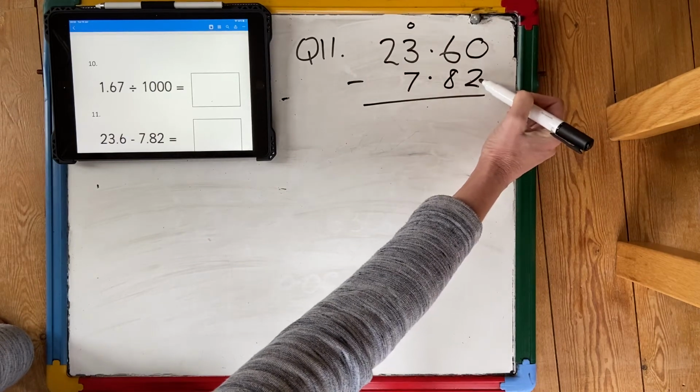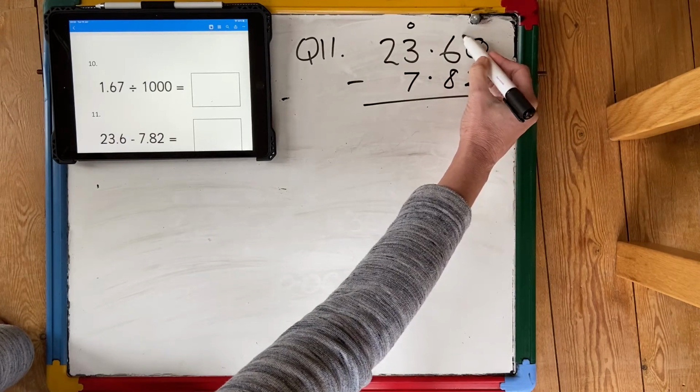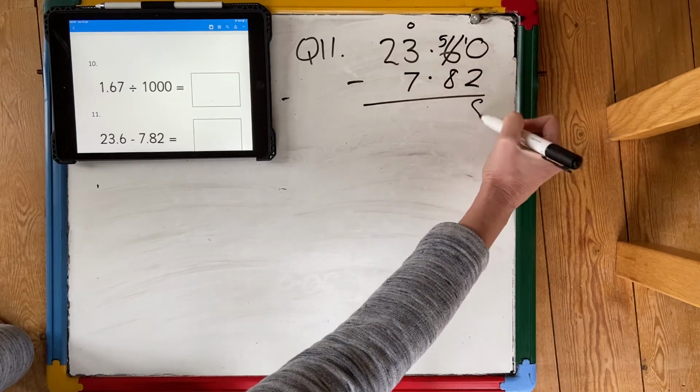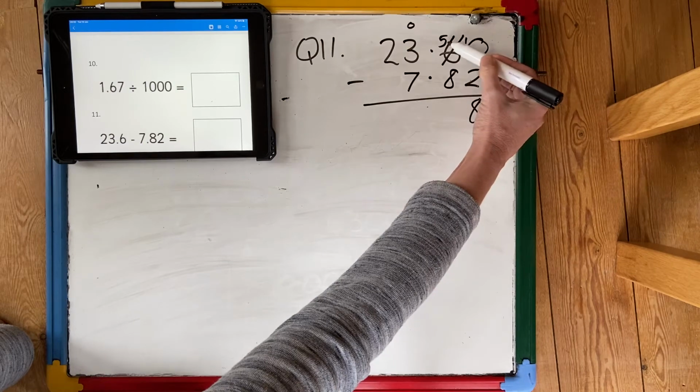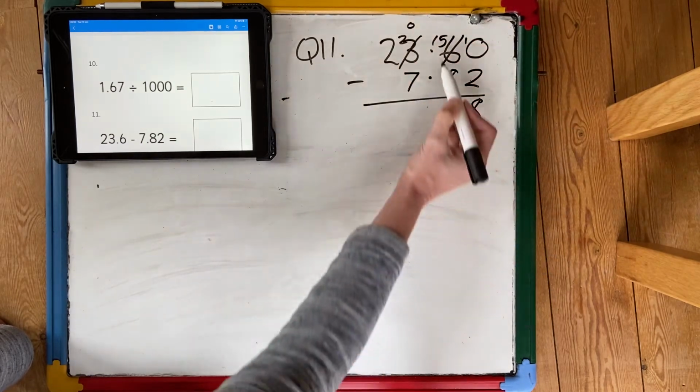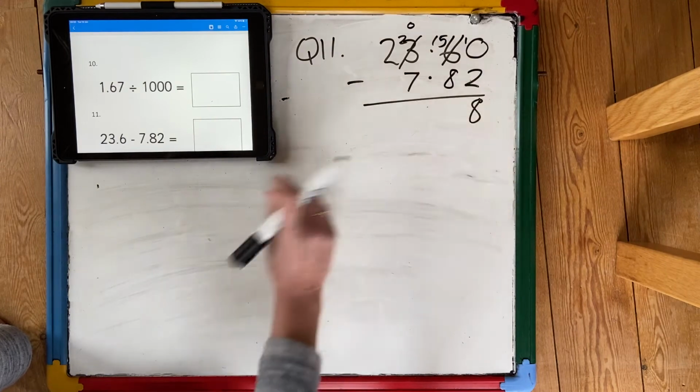0 subtract 2 you can't do, so you need to exchange. Cross off the 6, that becomes a 5, then this is a 10. 10 subtract 2 is 8. And you can continue. 5 subtract 8 you can't do again, so you need to exchange. 15 subtract 8, and so on.